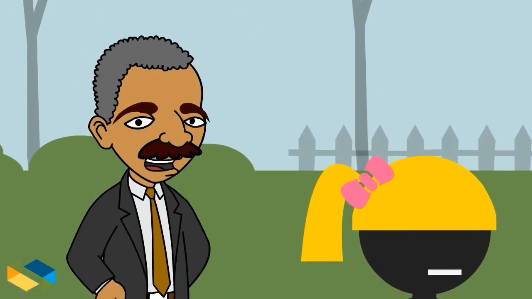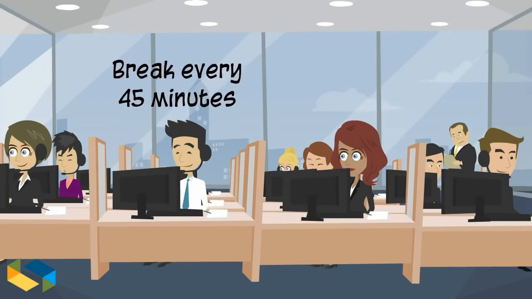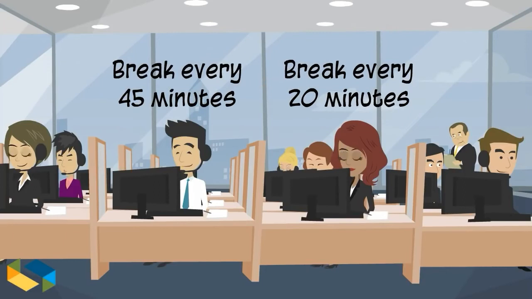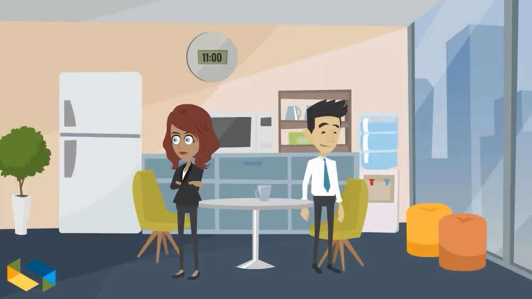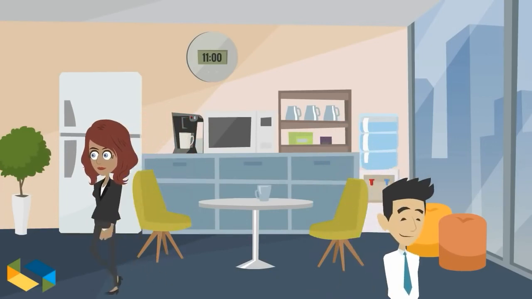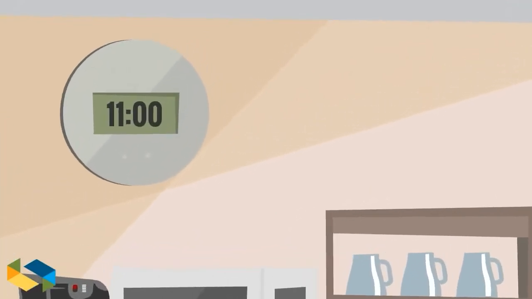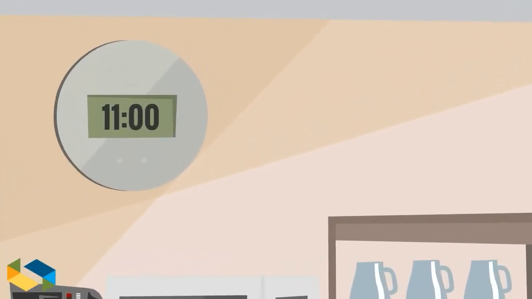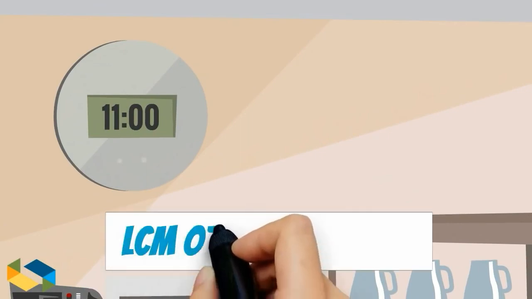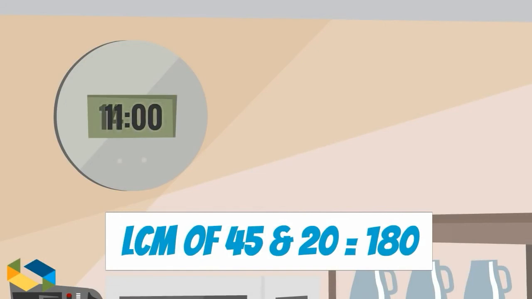Let's take another real life example. Tom takes a coffee break from work every 45 minutes, while Jane breaks every 20 minutes for coffee. They just finished their break. How long before they meet together again for their breaks? Well, the answer lies in the lowest common multiple. The LCM of 45 and 20 is 180, which means they meet after 3 hours.